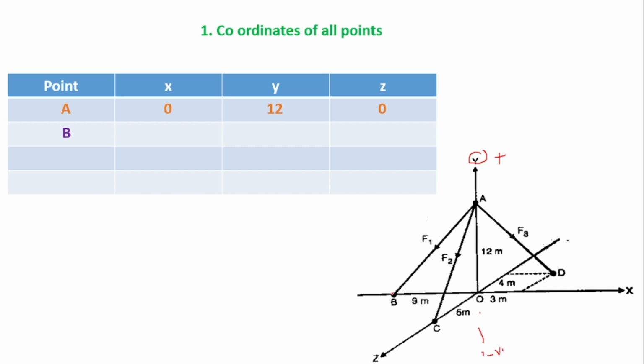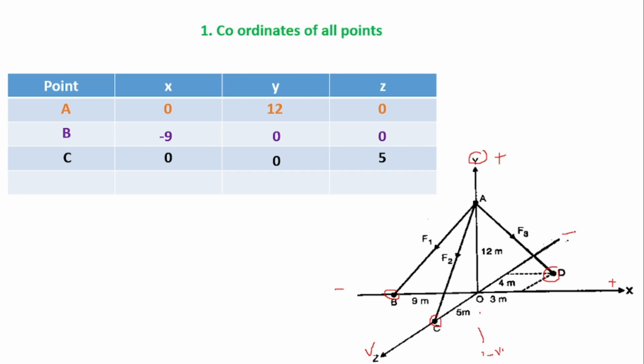The next point is B. It lies on the x-axis but on the negative side of the x-axis. This is the positive side, this is the negative side. So obviously the values of y and z become 0. So x is minus 9, y is 0 and z is 0. The next point is C. It lies on the positive side of the z-axis, so its value is 5. The x and y components will be 0. So 0, 0, 5.